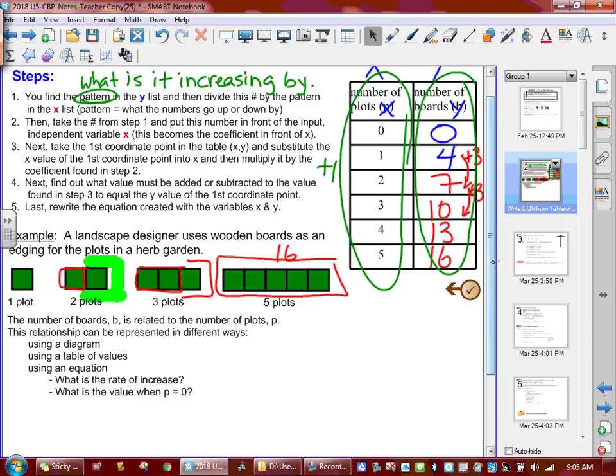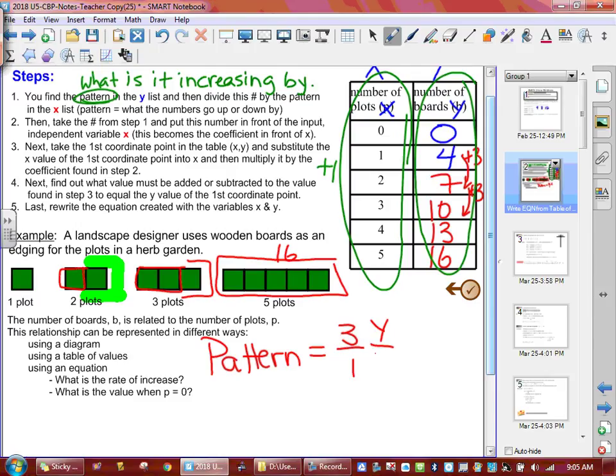So what we do is we say our pattern is 3 divided by 1. It's always the Y divided by X. Always, always. Now it's not the Y digits divided by the X digits. It's the Y pattern, what it's going up by, divided by the X pattern, what it's adding by. Okay? So we find our pattern.